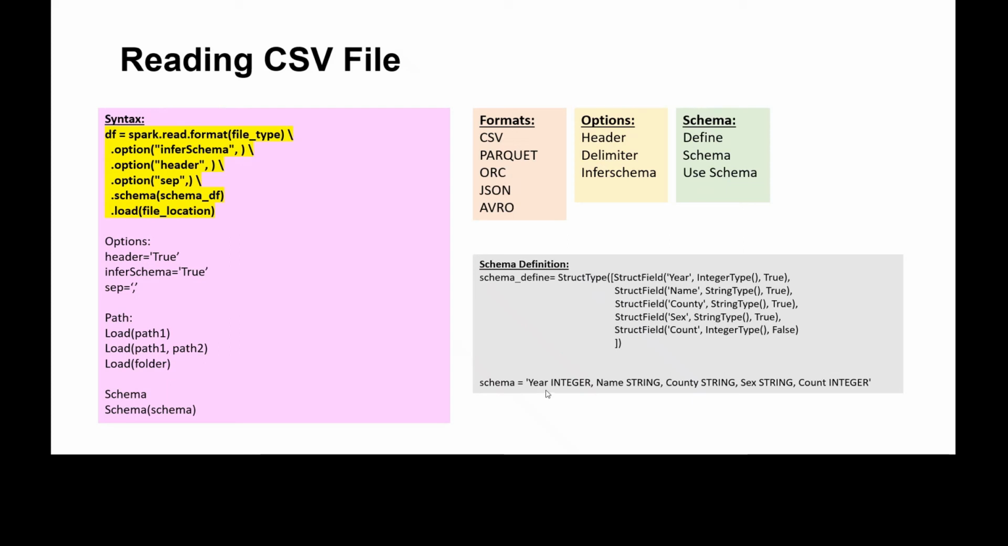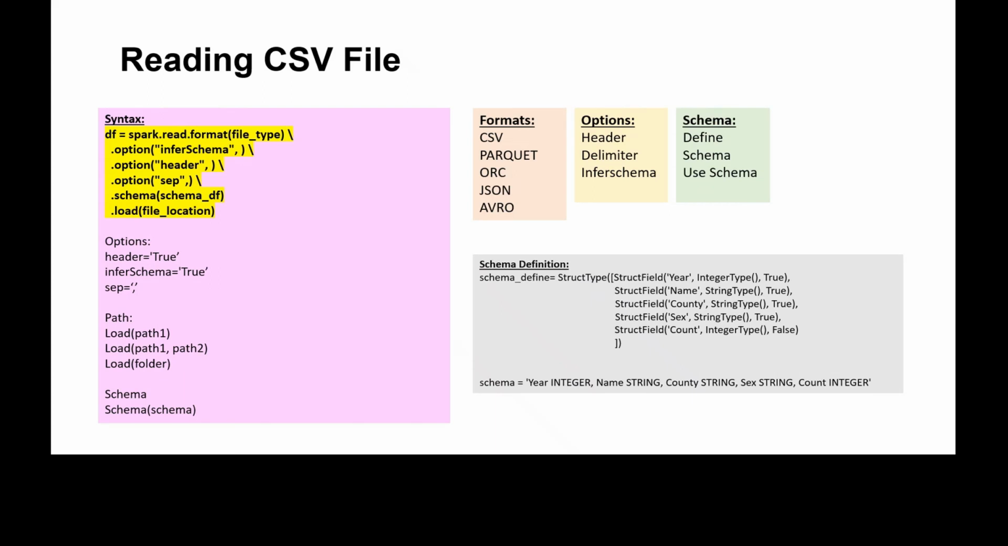And the next syntax, we can use this syntax also. Maybe simply we can give the column name year and the data type integer and the next column and next the data type. This is another way of defining the schema. Once we have defined the schema, then we can supply that schema for this parameter.